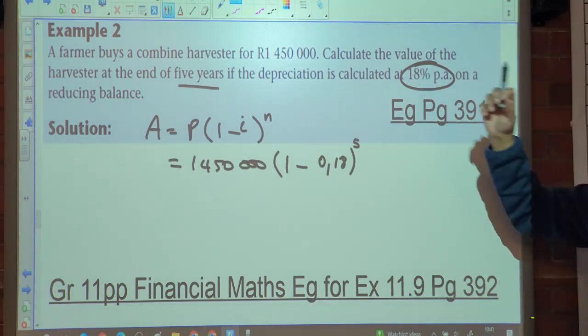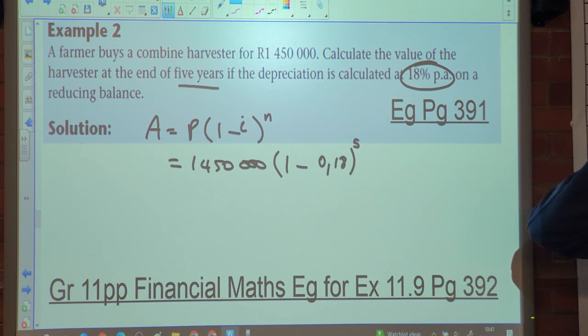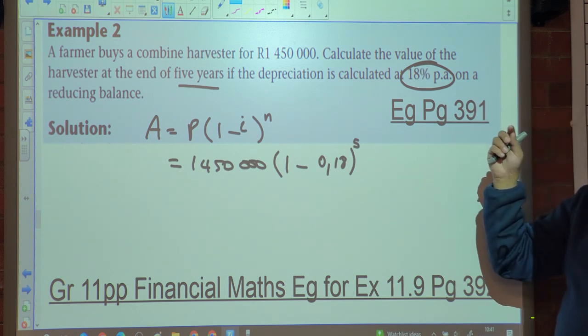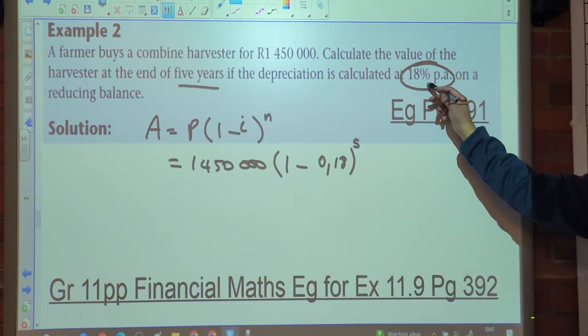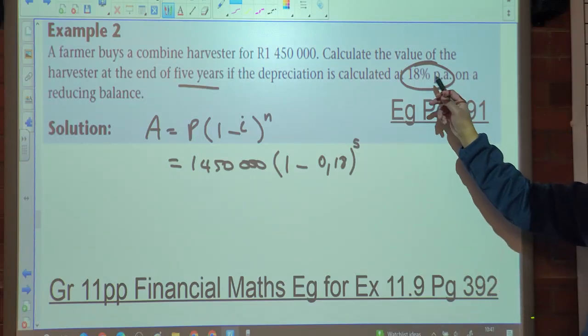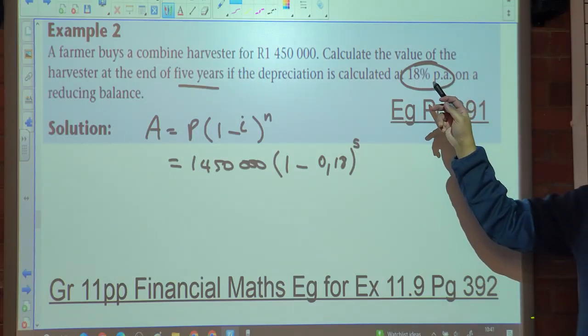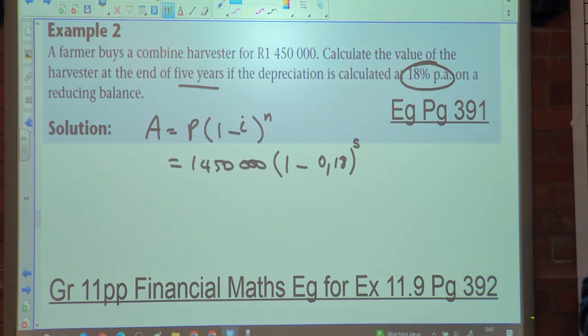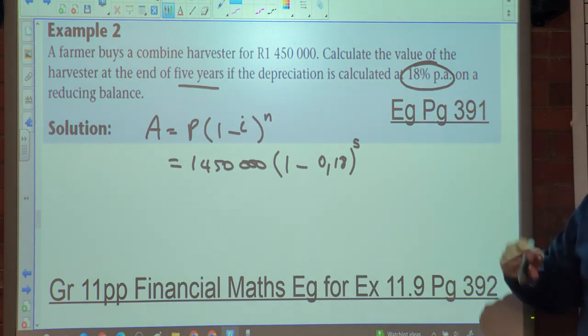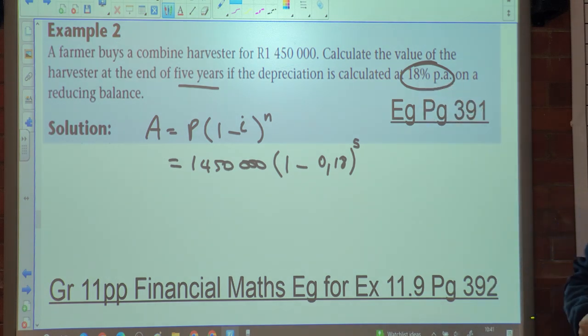Okay, so with regards to this value here, they wouldn't tell you it's depreciation 18% semi-annually or quarterly, whatever. The depreciation is done on a yearly basis. Okay.